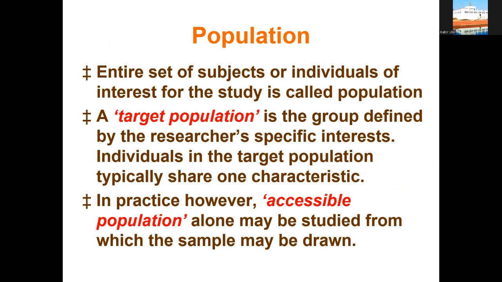If you are going to do the sampling method or the survey method, first of all the question arises of populations, that is, how a research scholar can select one portion of the whole population. It is not possible to make whole population statistical data. So the entire set of subjects or individuals of interest for the study is called the population. Let us discuss the objective to study the entire populations.